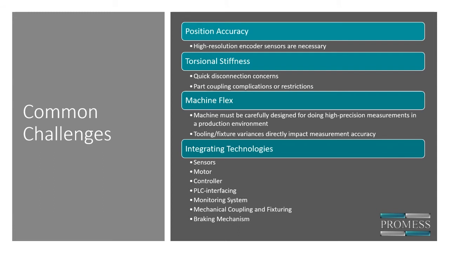And of course, John talked about mechanical coupling and fixturing. And also you need some kind of a braking or resistive mechanism on the output shaft to be able to pull it off. And when you think about it, that's a lot of technology, and each one has its own complexities. And then on top of that, you got to make it all just work together.